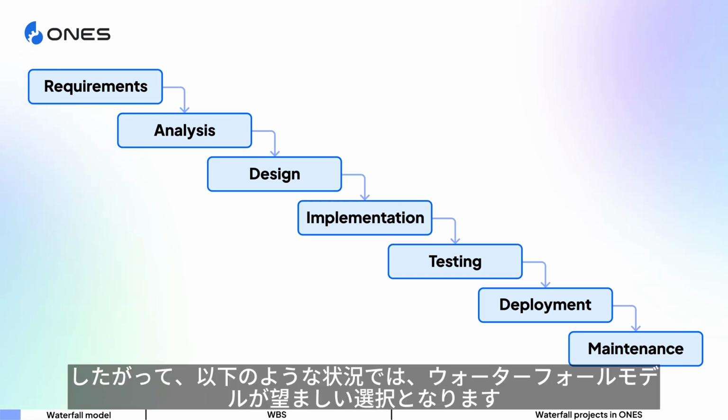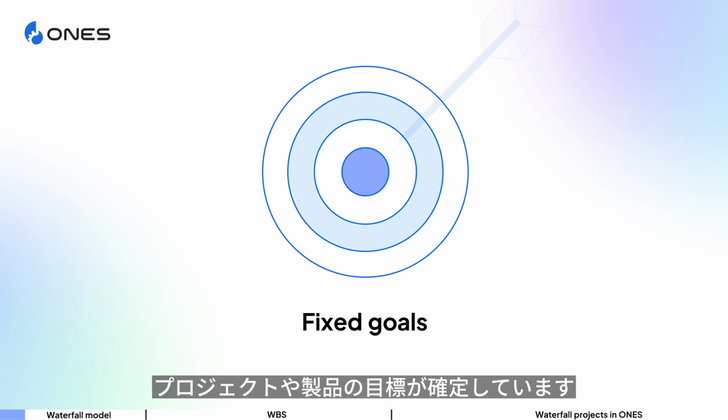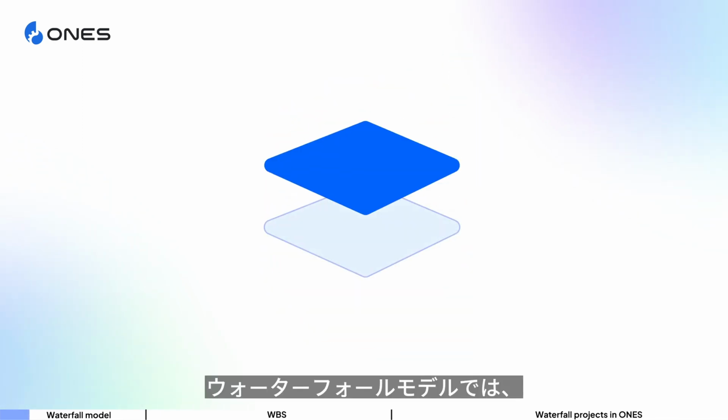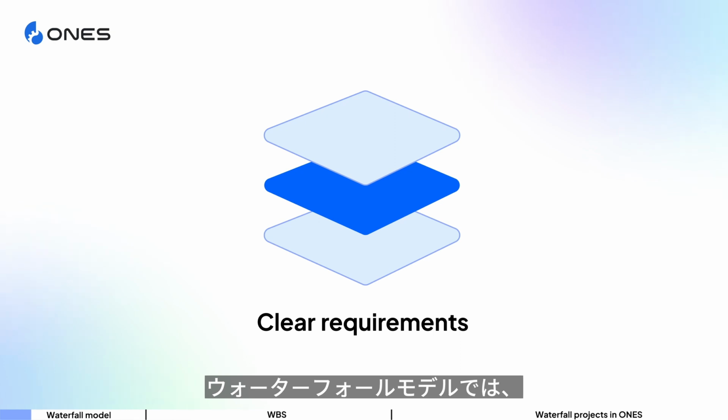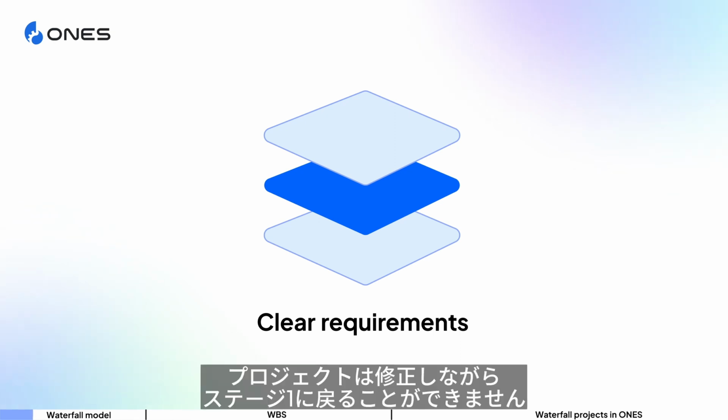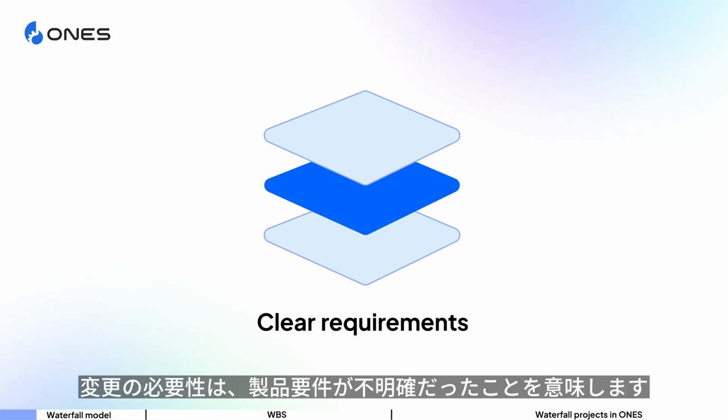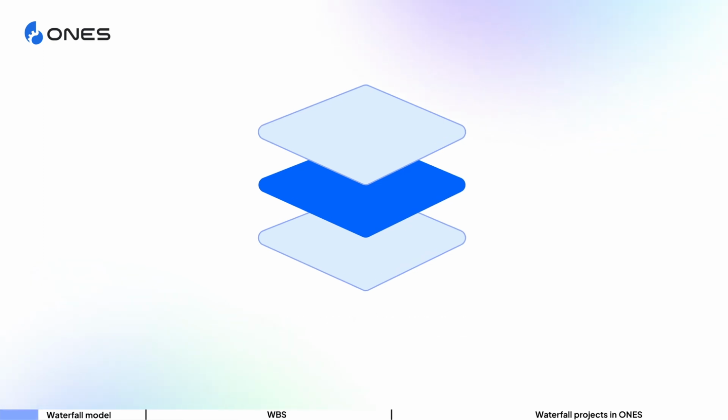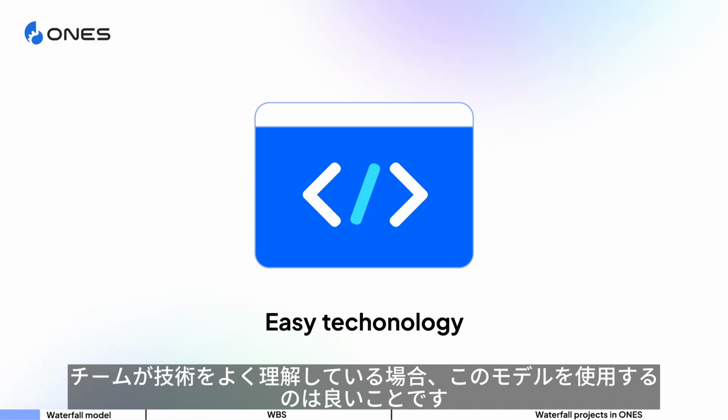Therefore, the waterfall model is the preferred choice in situations where, number 1, project or product targets remain firm. Number 2, requirements are clear, because in a waterfall model, the project must return to stage 1 with revision. The need for change means product requirements were unclear. And number 3, it's good to use this model if the team understands the technology well.